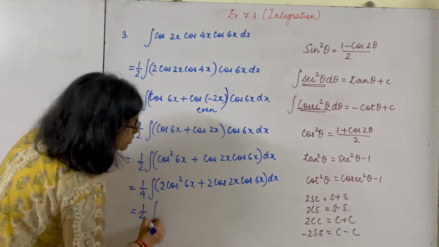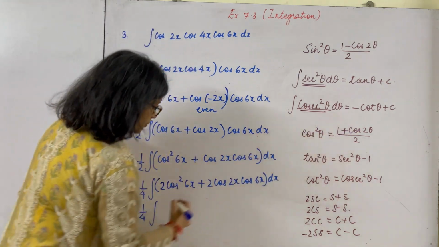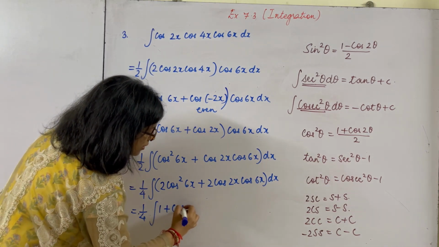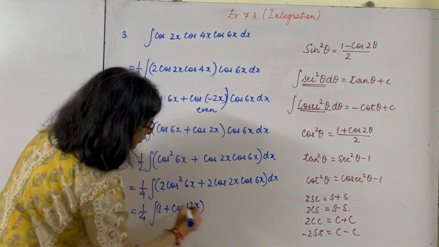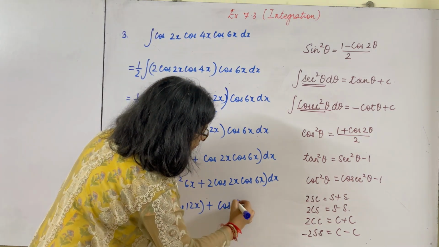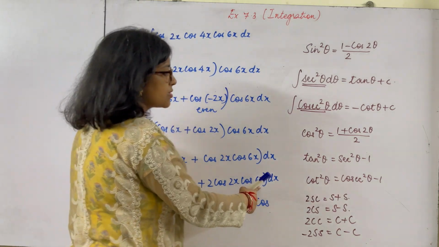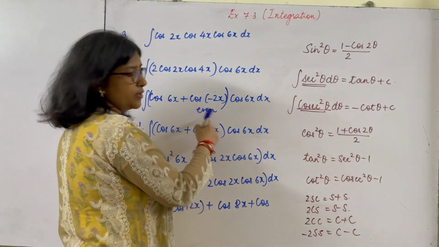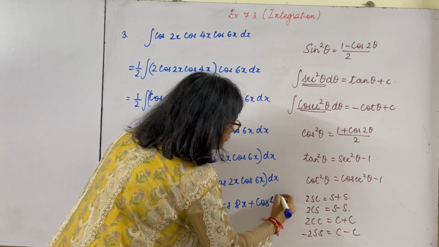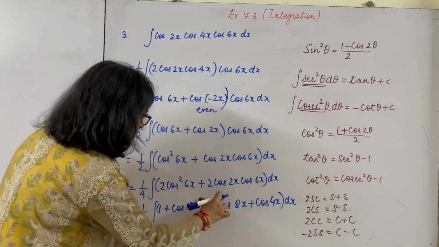So our formula here is, because we already have this 2 here, it will become 1 plus cos double the angle, 12x. Over here it is 2cc, so adding the angles and then subtracting the angles. Now again we are going to get minus 4x, but we know cos is even, so minus 4x will become 4x.